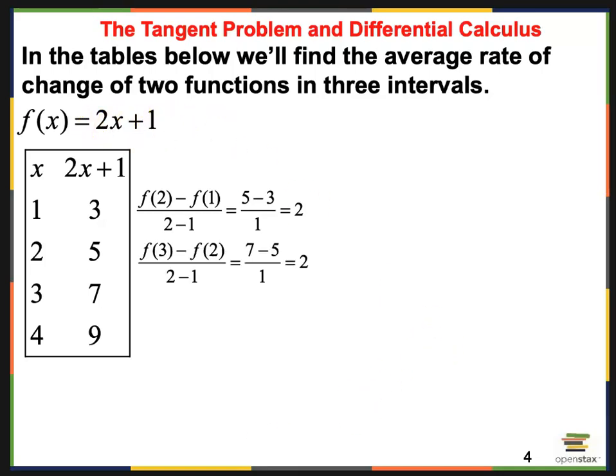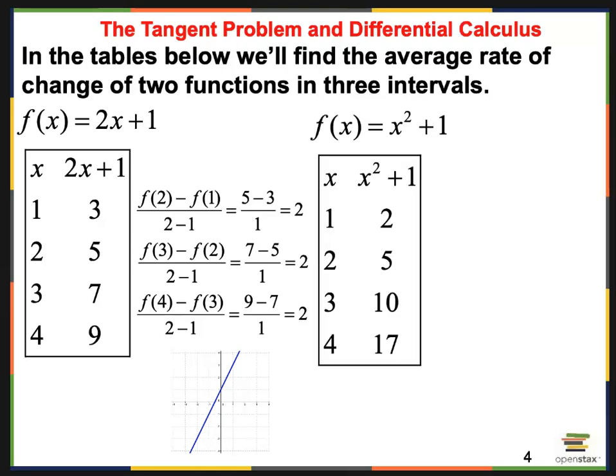And you can see we're looking at 3 different intervals. We're looking from x is 1 to 2, then 2 to 3, and then 3 to 4. And we can see they're all the same. So what does that tell us? That tells us we have a line because the slope doesn't change.